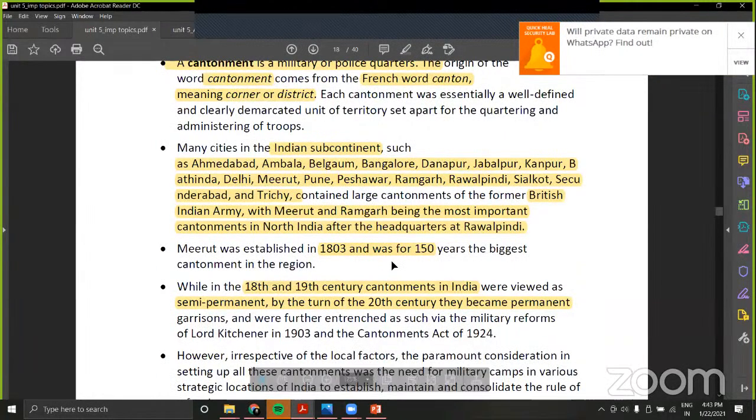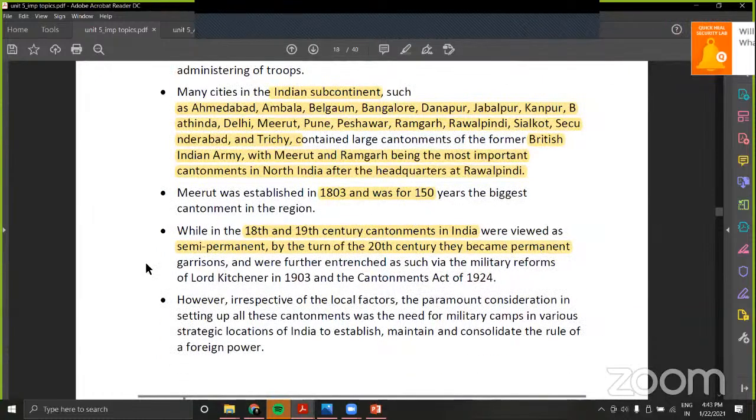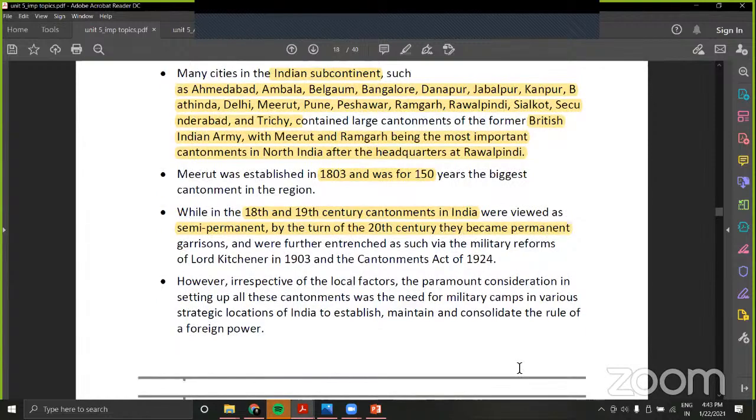Nowadays we also have a cantonment in Chennai, which is in Tambaram. They also have those military cantonment parks there. So it still exists. While in the 18th and 19th centuries, cantonments in India were viewed as semi-permanent, by the turn of the 20th century they became permanent garrisons.